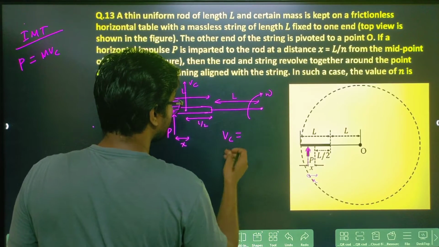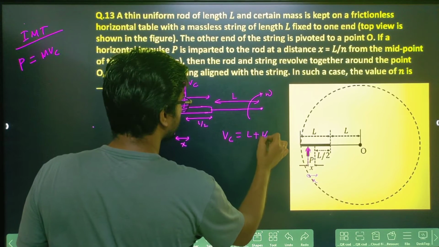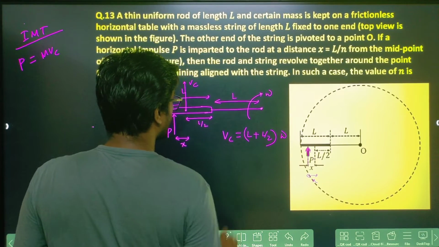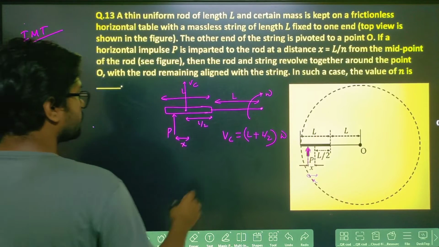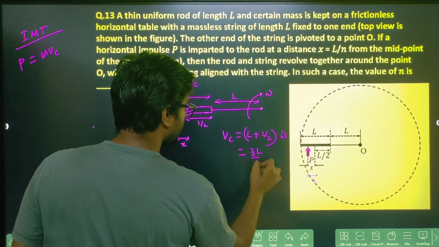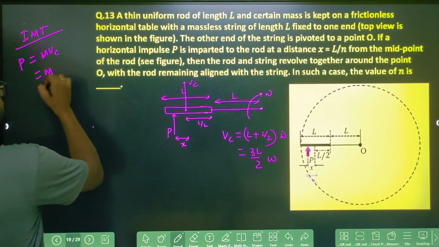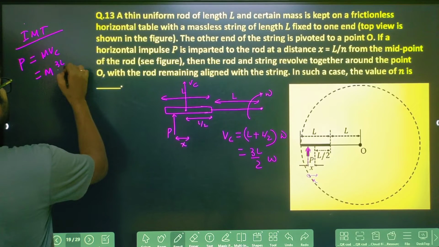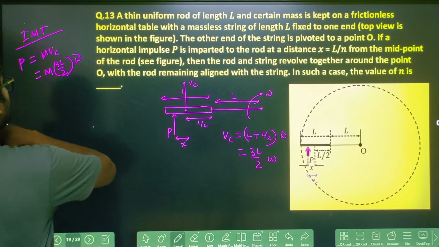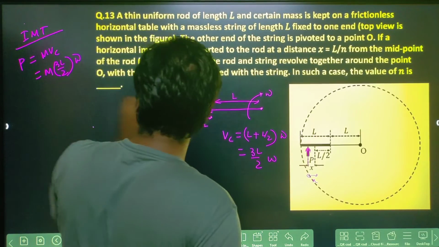Obviously the Vc will be L plus L by 2 into omega. Clear? Vc will be L plus L by 2 into omega. So this will be 3L by 2 into omega. So you can find out now m into Vc will be m into 3L by 2 into omega. This will be your impulse, right?